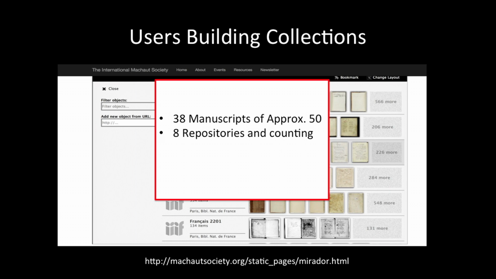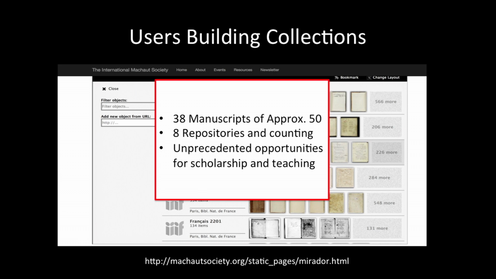8 repositories and counting. The largest by far is the Bibliothèque Nationale de France, but the Bernburger Bibliothèque, the University of Pennsylvania, Cambridge University in the UK, all of these have provided IIIF Machaut images. So this opens up unprecedented opportunities for scholarship and study. We can bring students of Machaut to a single site and give them everything that was available.